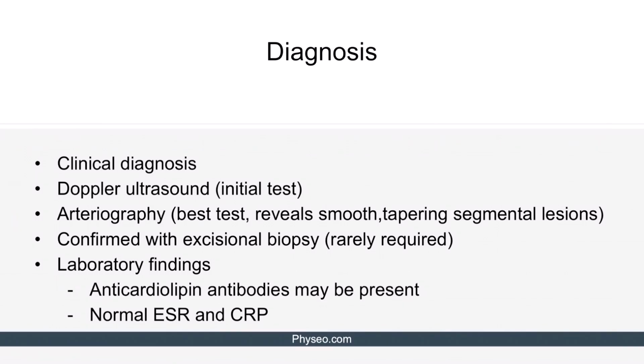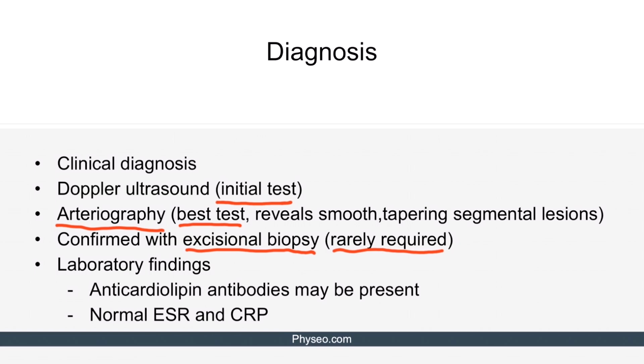Let's now talk about the diagnostic methods for this disease. Buerger's disease is typically a clinical diagnosis, and imaging is not always required. But once imaging is initiated, you're going to start with a Doppler ultrasound. But arteriography is the best test. Arteriography reveals smooth, tapering segmental lesions. And when arteriography is equivocal, then further investigation might be considered. Ultimately, you can confirm the diagnosis with an excisional biopsy, but that's actually rarely required.